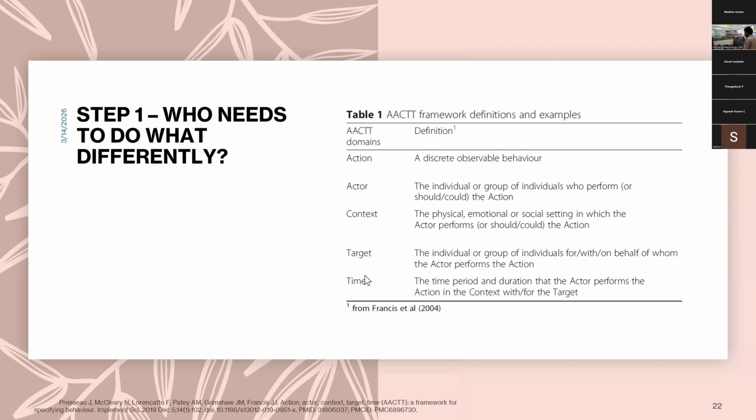So if we apply this framework, step 1 would be to identify who needs to do what differently. For this, we'll be using the AACTT domain and define step 1. Here the action would be DVT prophylaxis. The actor would be the doctor per se who should be initiating the DVT prophylaxis. The context will be in patients who are admitted in the inpatient facility and who are immobilized. And the time period would be the duration of hospitalization or the duration of immobilization.